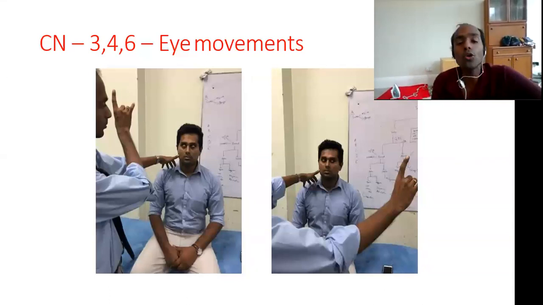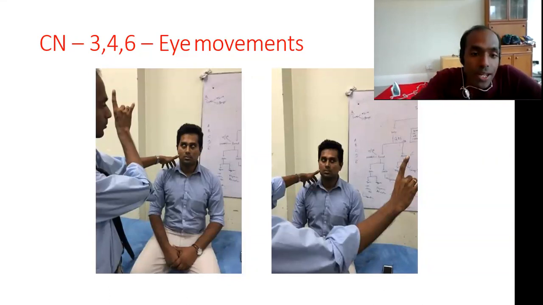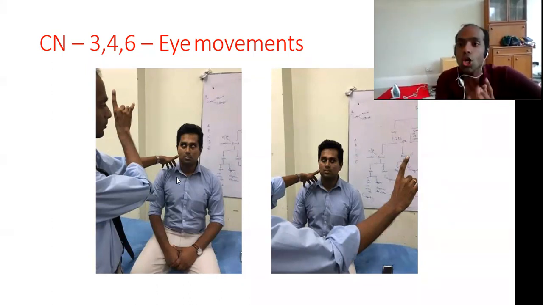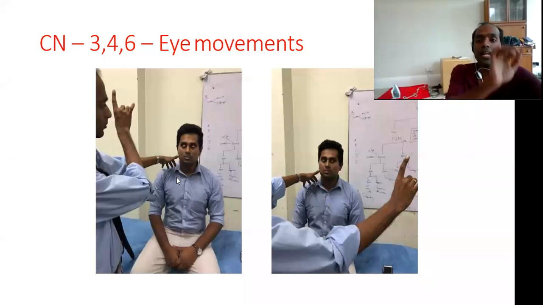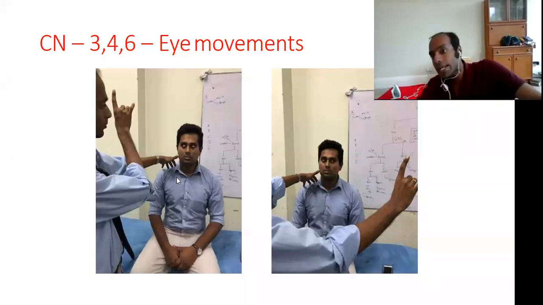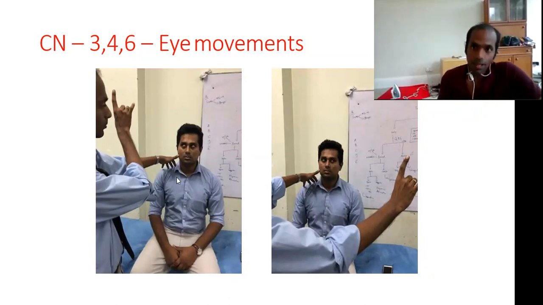Then we go on to 3, 4, and 6. Why do we examine these cranial nerves together? Because they examine the extraocular muscles of the eyeball, okay? And then you move your finger in the shape of an H, examining the eye movements and the extraocular muscles, 3, 4, and 6.